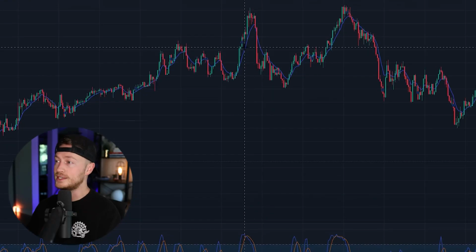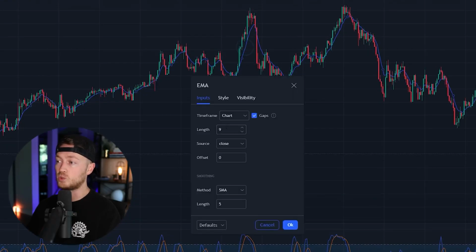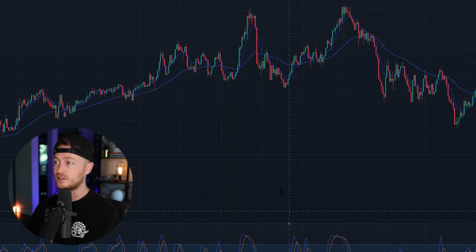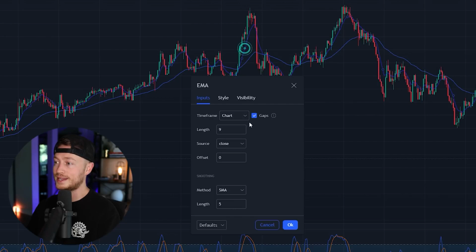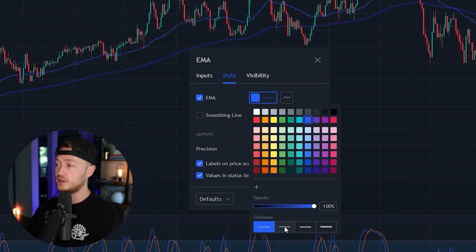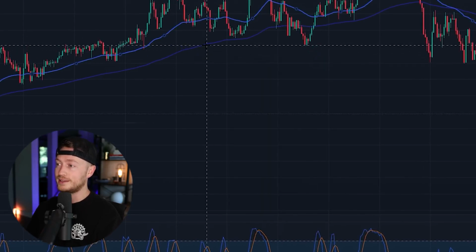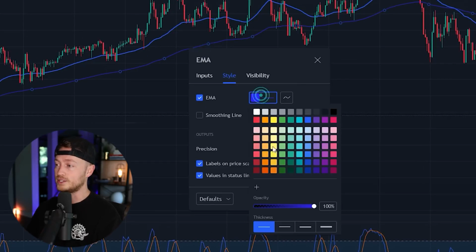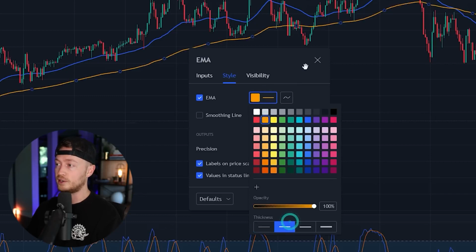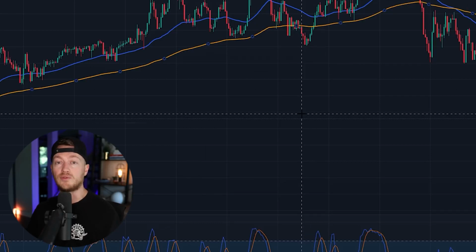Then just come up to the EMAs. We're going to double click on these as well. One of these we're going to change the length to 50. So just set that to 50, and the other one we're going to set the length to 150. Generally, I'll change the look of these as well, so I'll just come to the styles section. I'll make it a little bit thicker, and let's just change the second one as well. Let's make this one orange and a little bit thicker, just so it's easy for you to see.